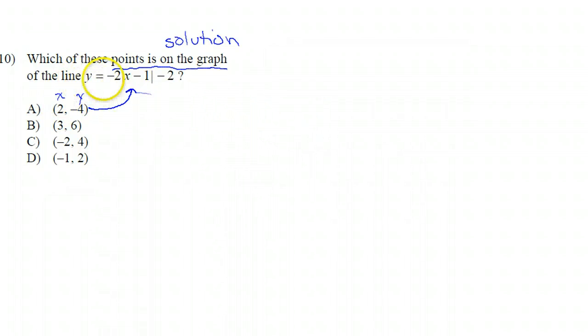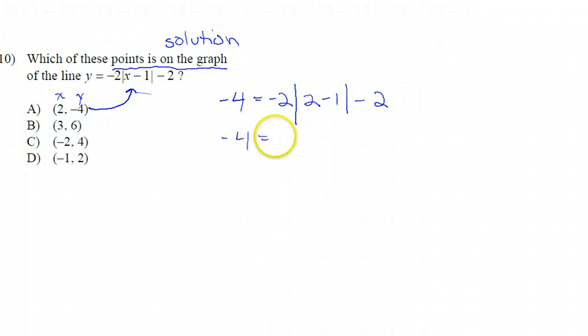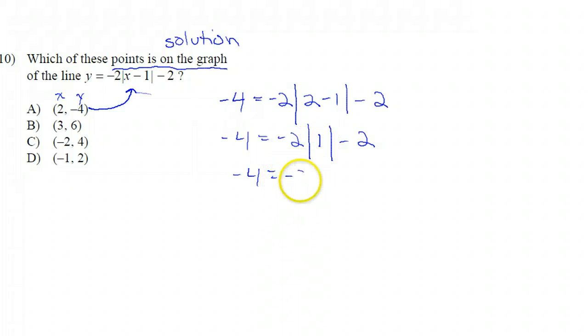So I have -4 is equal to -2 times the absolute value of, then my x is going to be 2, minus 1, minus 2. Now inside here, we're going to do that first. 2 minus 1 is just 1, minus 2. And then I get -4 is equal to, and before we can multiply, we have to take this absolute value first. And I see that the absolute value of 1 is just 1.